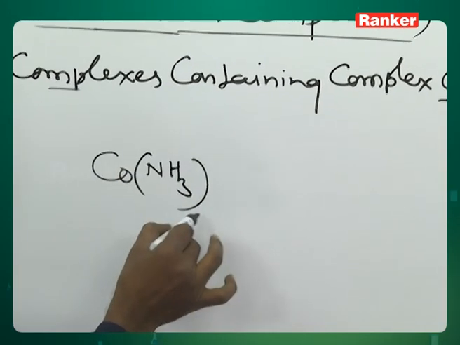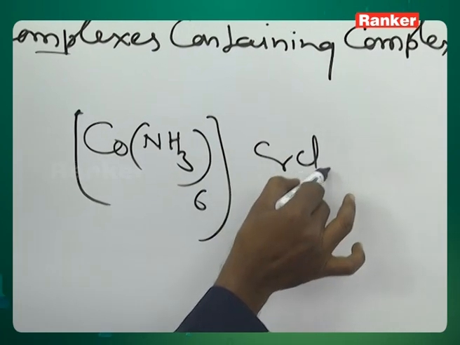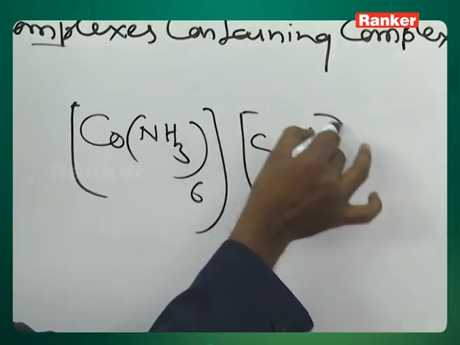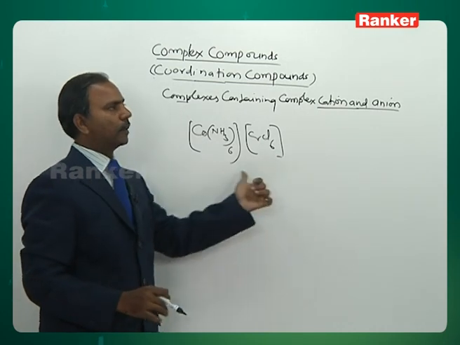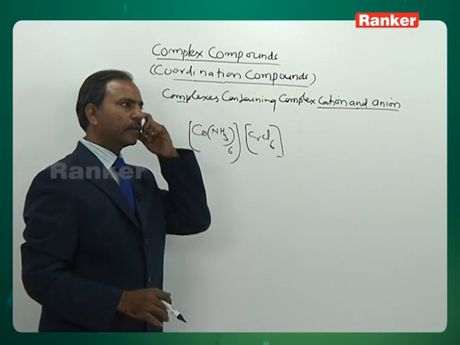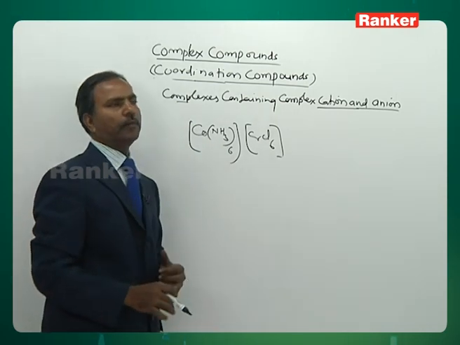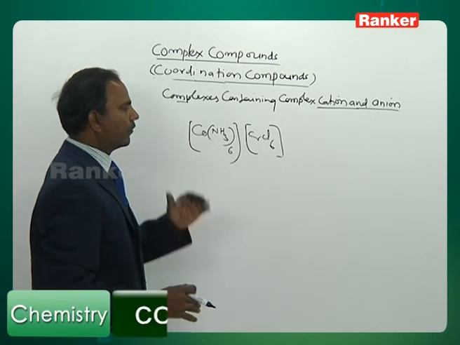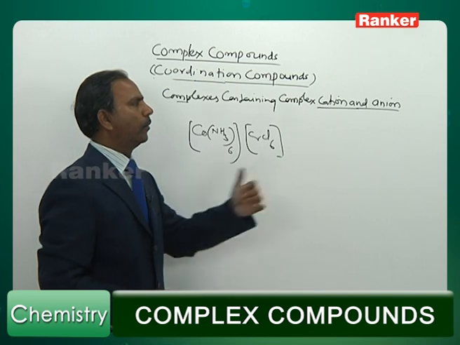[Co(NH3)6][CrCl6]: NH3 taken 6, hexamine, and again Cr, Cl taken 6. Consider complex cation, complex anion. The first coordinate pair is cation and the second coordinate pair is anion. Next, how to name this particular complex? Easy, half and half you have to name. You have to divide into half and half. Then first cation followed by anion, you have to name it.